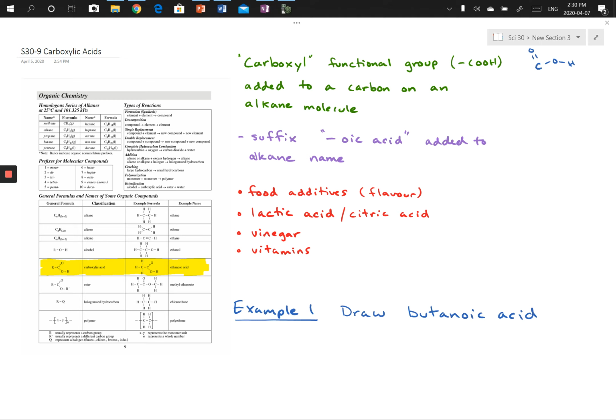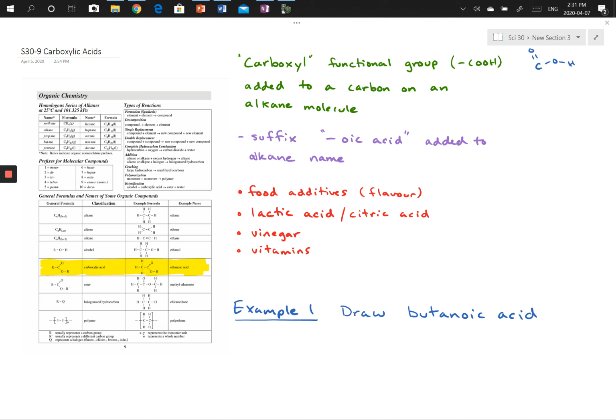Another quick organic chemistry video. We've been looking at functional groups. So when I take an alkane molecule and add something to it, I can take away a hydrogen and add something else. We call that a functional group. We looked at halogens. We looked at hydroxyl groups, which make alcohols. And our next one is something called carboxylic acids. These are very, very common weak acids.